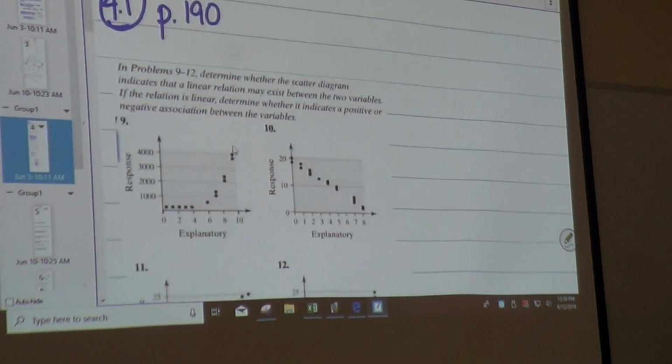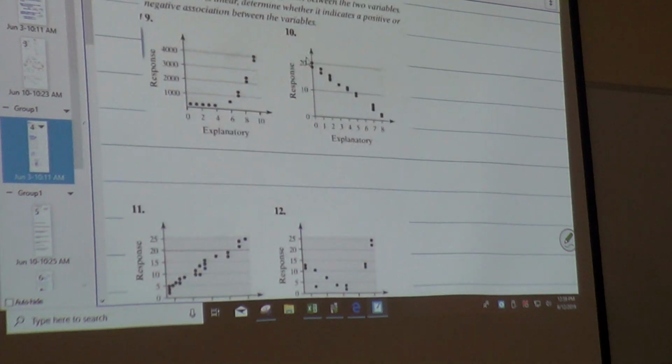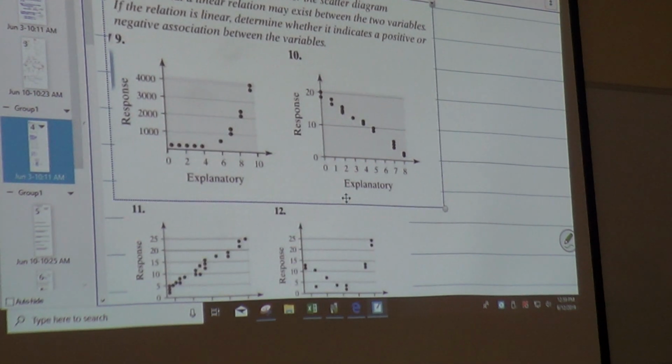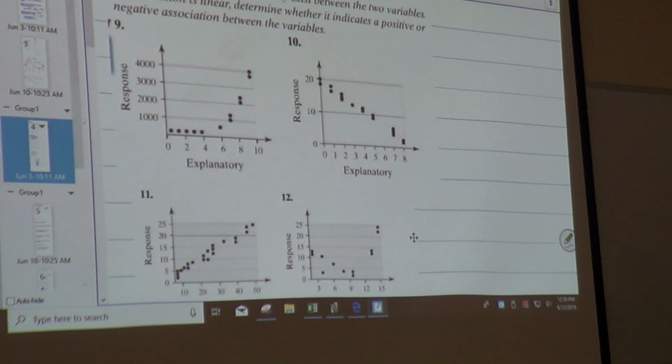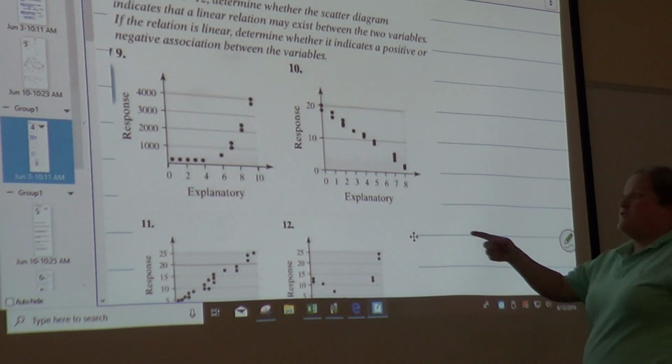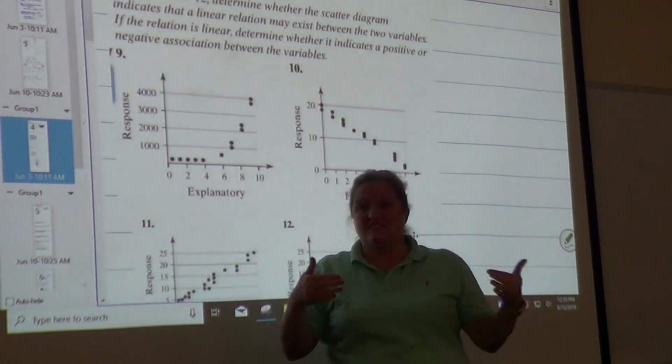All right. See if I can make this a little bit bigger. It says determine whether it's linear or not, and then tell me whether it has a positive or negative association. So for this one, is it linear? Does it make a line?